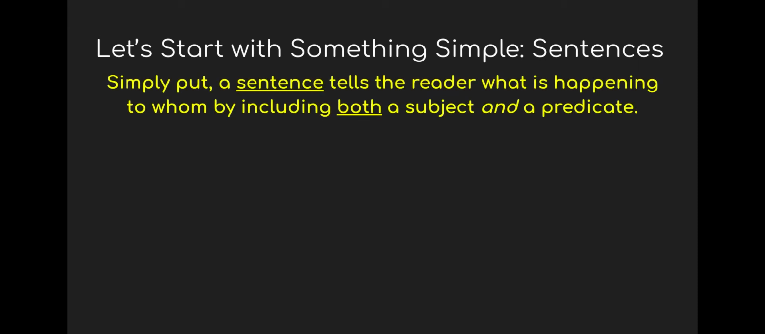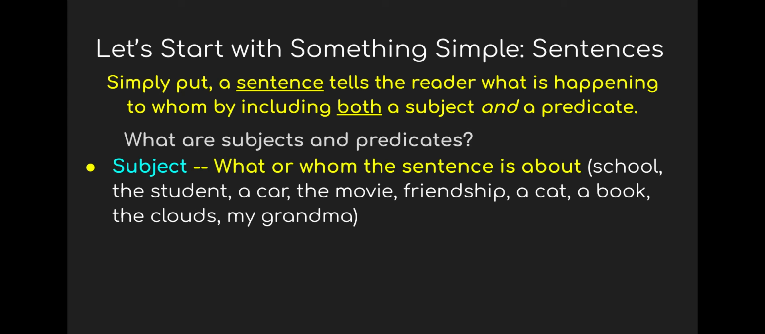So here we go. Let's start with something simple. Sentences. We use them all the time, right? Simply put, a sentence tells the reader what is happening to whom by including both a subject and a predicate. What are subject and predicates? Subject is what or whom the sentence is about. So, school, the student, a car, the movie, friendship, a cat, a book, the clouds, my grandma.